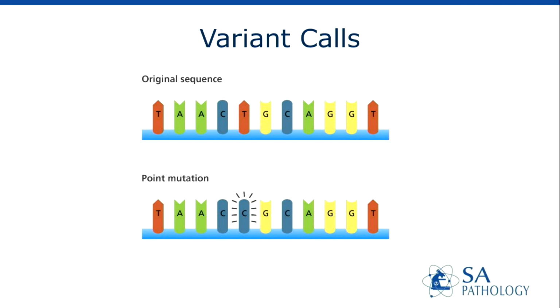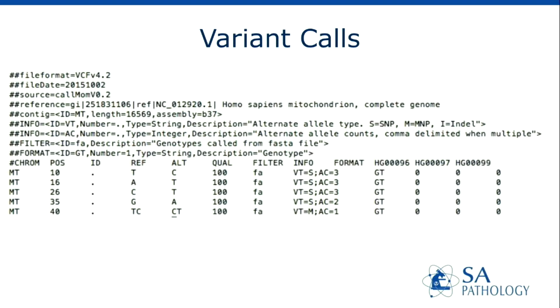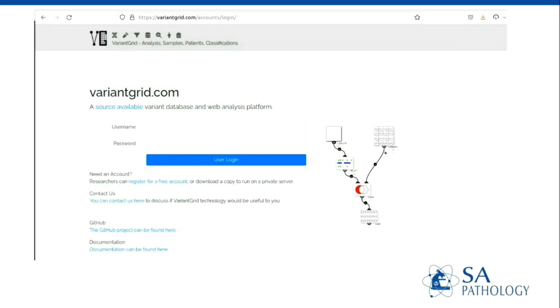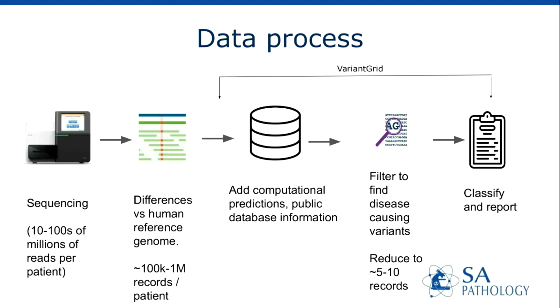So yeah, to go back to variant calls, the original sequence is at the top and the new one is at the bottom. That's called a point mutation. We have a file format for this called the VCF format, and basically there's a chromosome name, a position, then the original sequence, the new sequence, and a whole bunch of other stuff. I've written some software that's a use of SAPath to analyze this kind of data, and it's called VariantGrid.